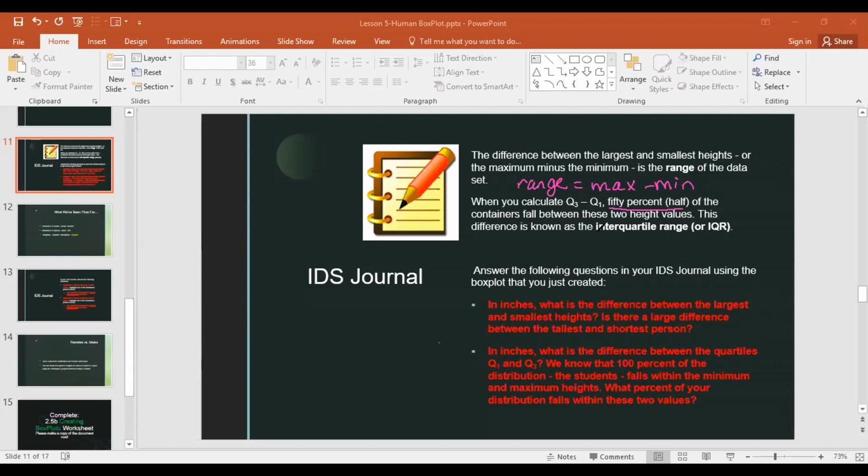This difference is known as the interquartile range, your IQR. So in order to find your IQR, all you have to do is take your quartile 3 value and subtract your quartile 1 value. So the IQR is essentially the range of your middle 50% of data. The range of your data is the range of your total data, of the 100% of your data.